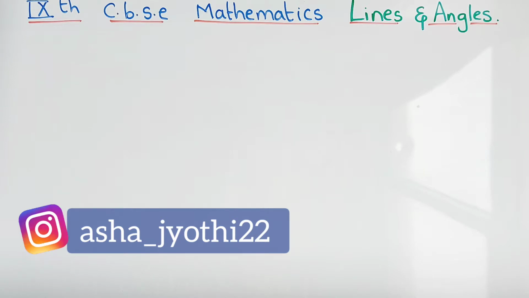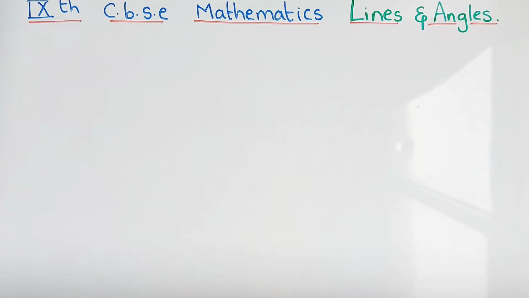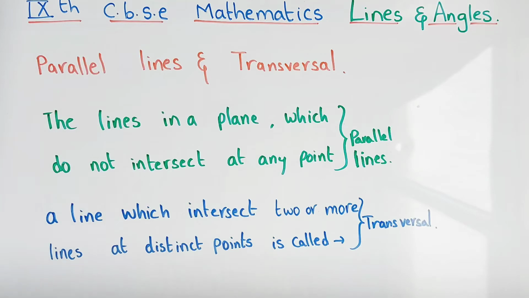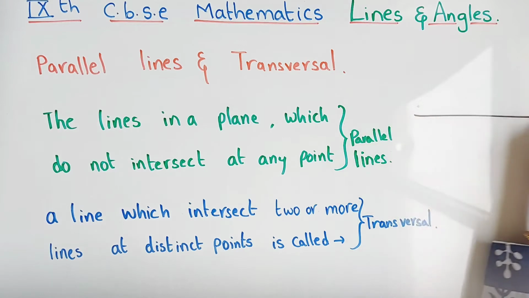We are learning 9th standard CBSE mathematics, lines and angles. We know what parallel lines are, children. They are lines in a plane which do not intersect at any point.